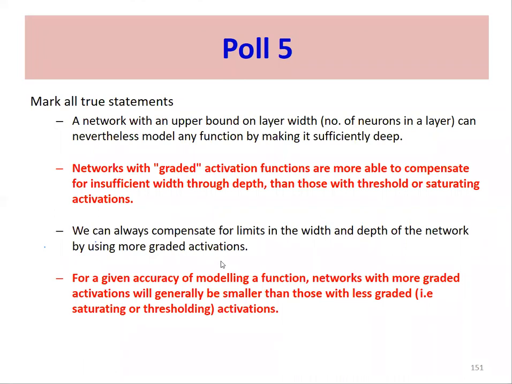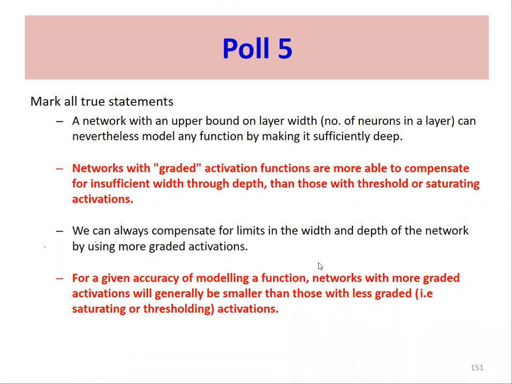No, you cannot, right? If I have a two-dimensional input and only one neuron in the first hidden layer, there's nothing I can do with the activation to recover the lost dimension. But then, for a given accuracy of modeling a function, networks with more graded activations will generally be smaller than those with less graded activations. This is a truth, okay?